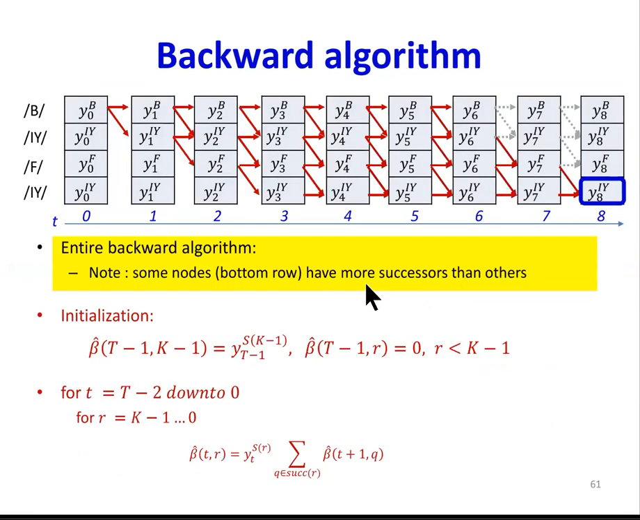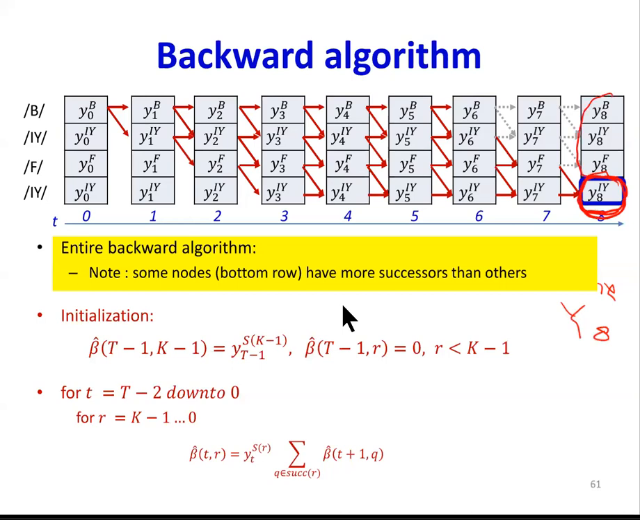So here we go. Here's what we're going to do. We're going to start from the end. For the end, I can compute the beta hat for this guy. The beta hat for this guy is simply going to be YE8, right? This is the total probability of all paths that will start from here and go to the final node, correct?